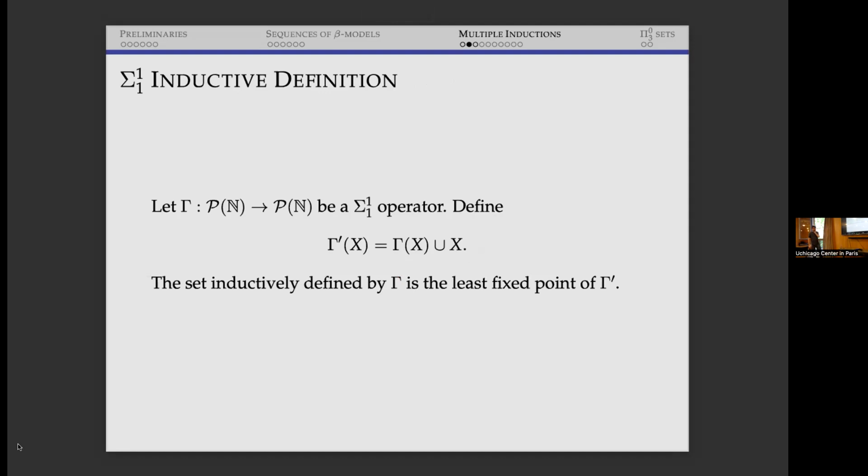So okay, what is the sigma 1 inductive definition? Now, you have an operator from the power set of N to the power set of N, that is defined by a sigma 1 formula, and we're going to define this. Gamma prime of X is going to be gamma of X union X, and the set inductive definition defined by this operator is going to be the fixed point of this gamma prime. So you start with the empty set, you apply gamma once, and then you apply it again to what you get, and you put everything together, apply gamma, put everything together, apply gamma, and so on, which may be quite long.